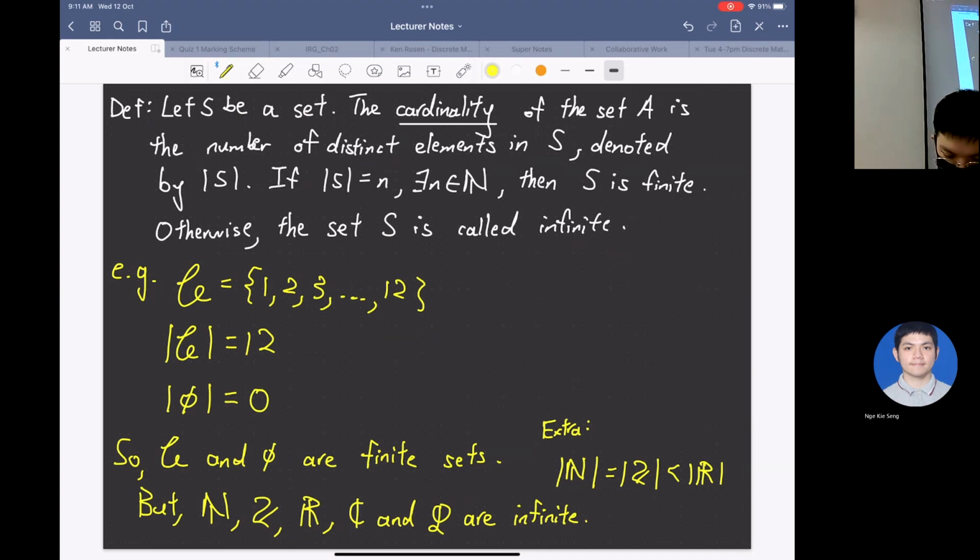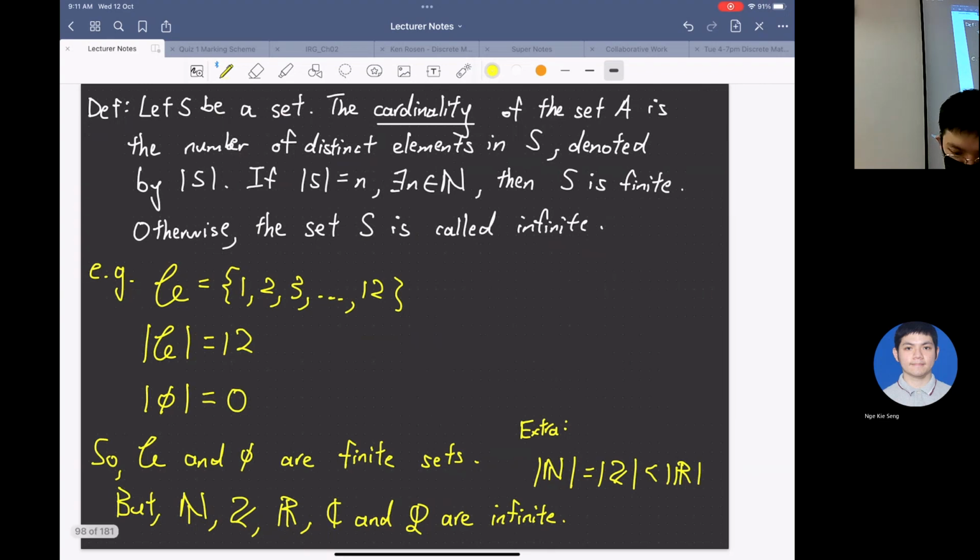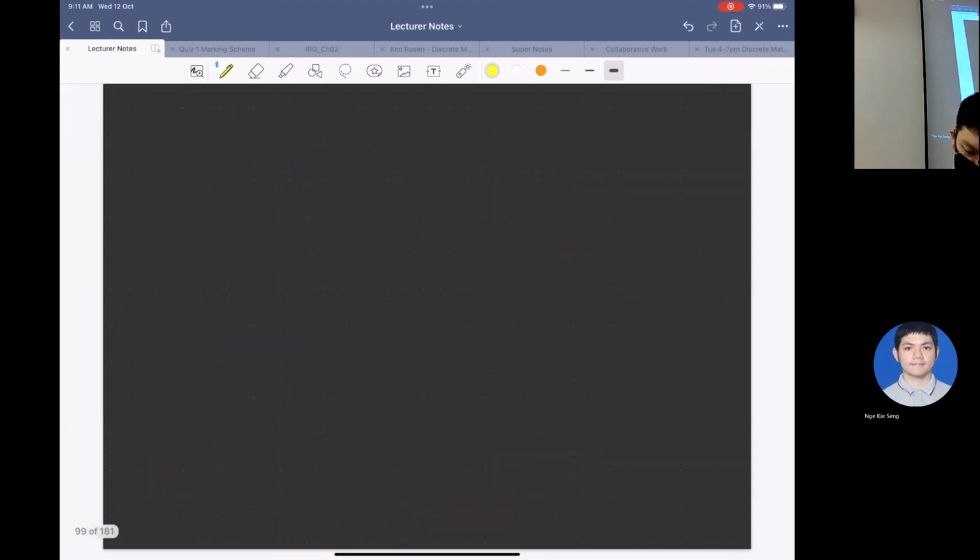Okay, next. We only learn finite sets and infinite sets. Next we learn the power set. Given a set, we can study all the subsets inside it.